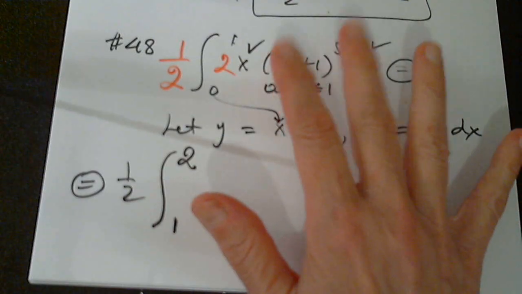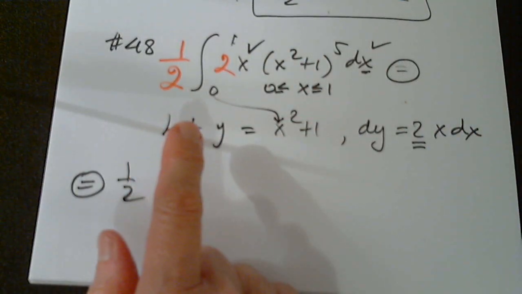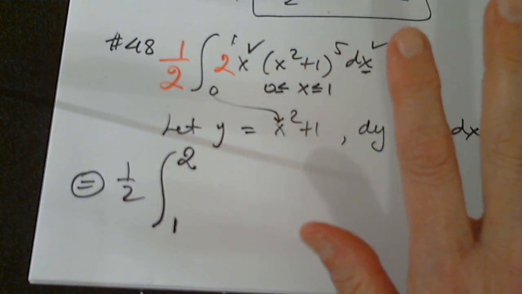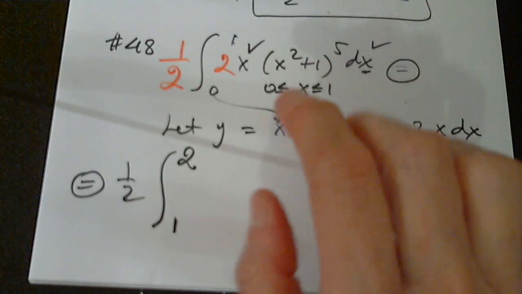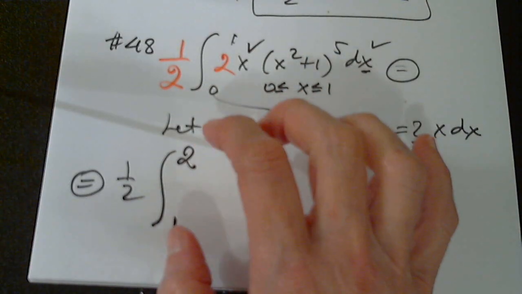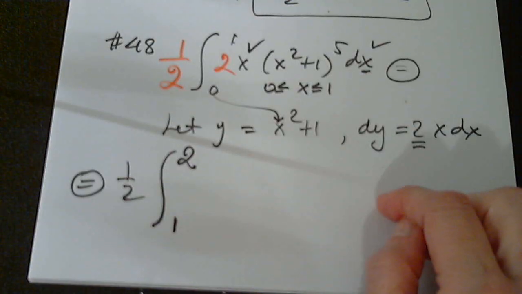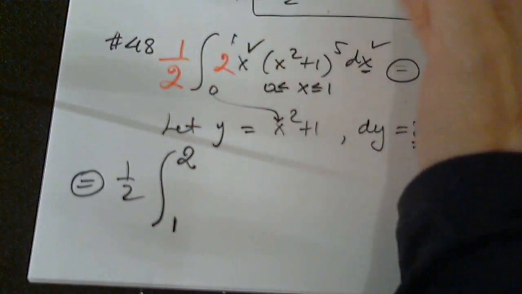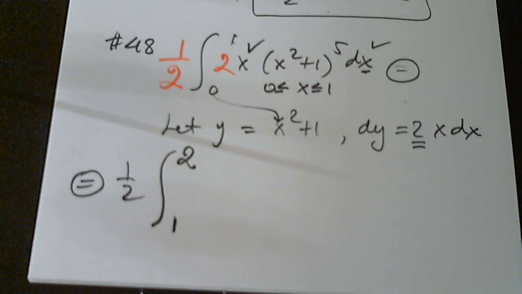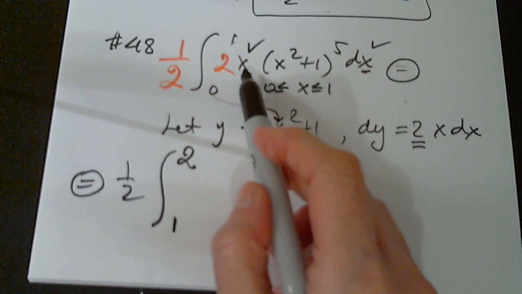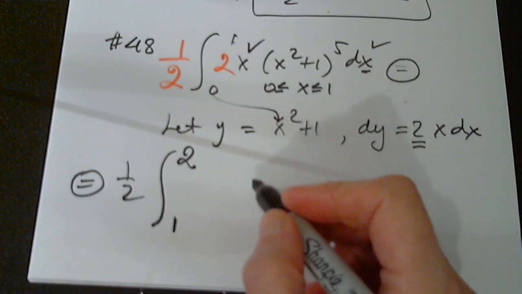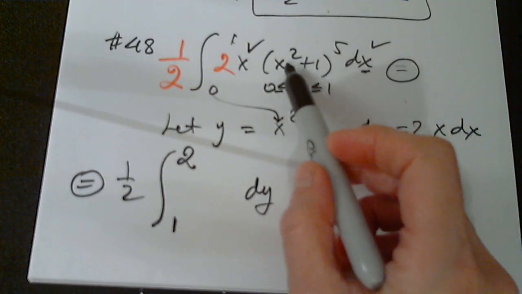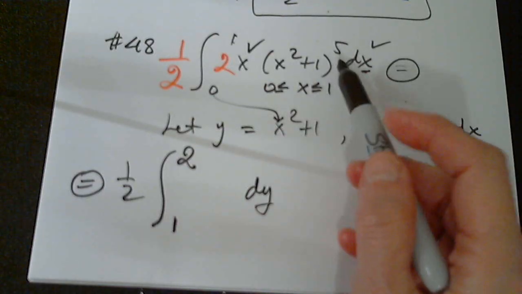When we move from x to y, for the definite integral, we never go back. This is it. The integral will become an integral in y, and the answer will be a number based on what we have here. We do not go back to the previous variable. This is it for definite integrals. So 2x dx is the dy. And x squared plus 1 to the 5th is y to the 5th.